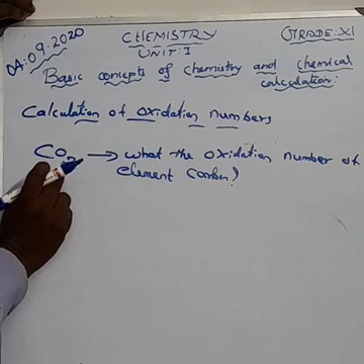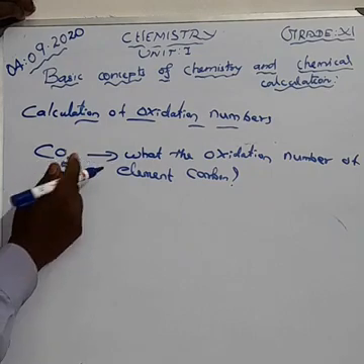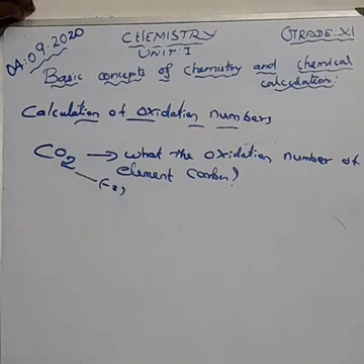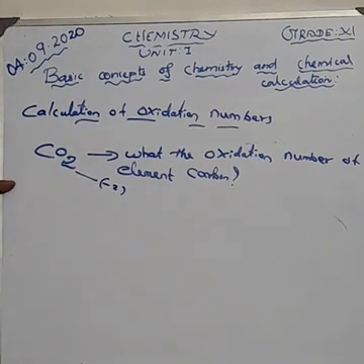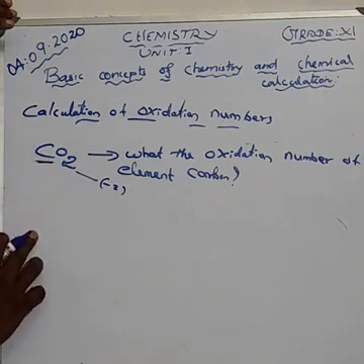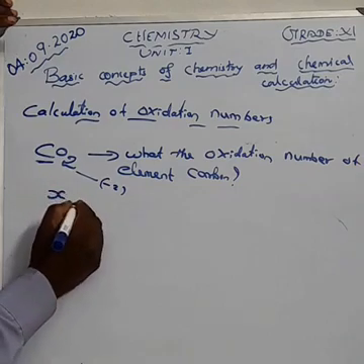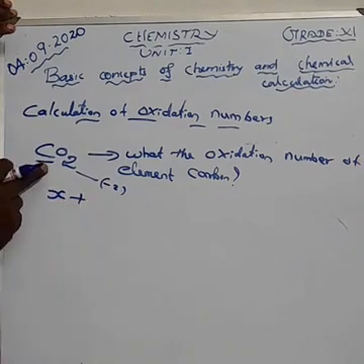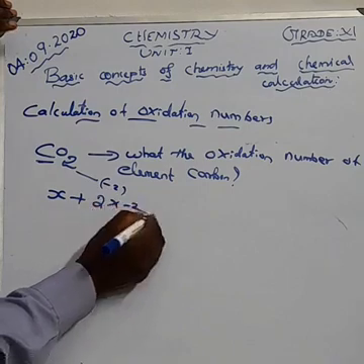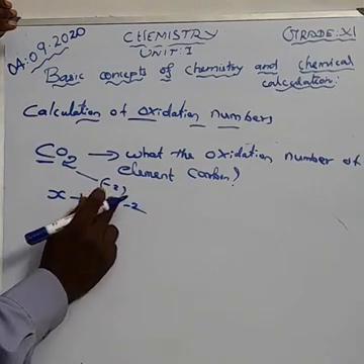Oxygen, the oxidation number is -2. As per the rule, oxygen is -2. Then how can you calculate? Here you want to calculate carbon, so it should be taken as X. X plus, how much oxygen is there? 2 oxygen, am I right? So 2 into -2. You can put 2 into -2.